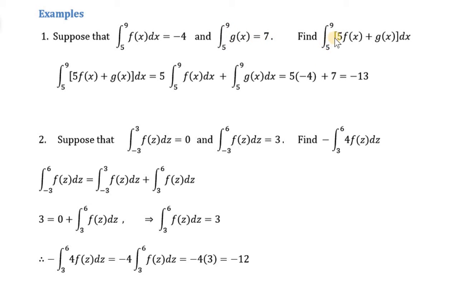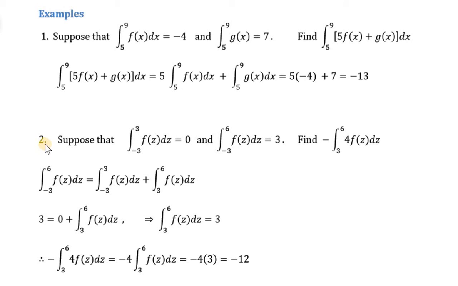So let's find the integral from 5 to 9 of the constant 5 times f plus g. According to our principle just now, we can take the constant out and integrate individually like this, and hence we replace the values. The integral of f from 5 to 9 is negative 4. The integral of g from 5 to 9 is 7. So we get the answer for this operation.